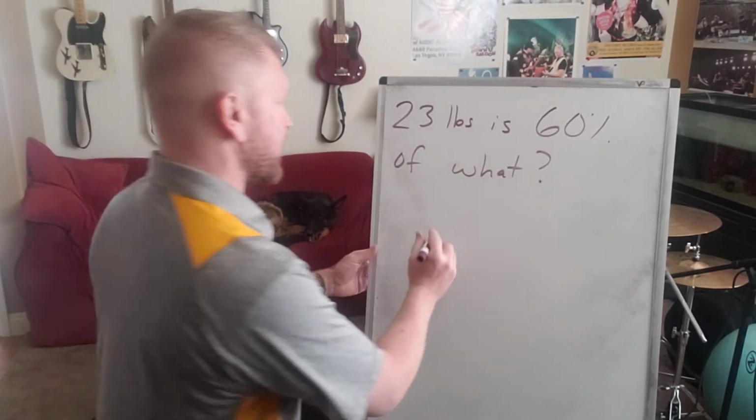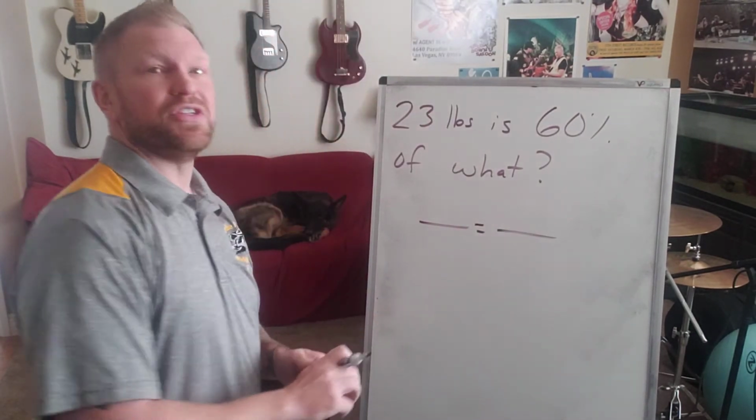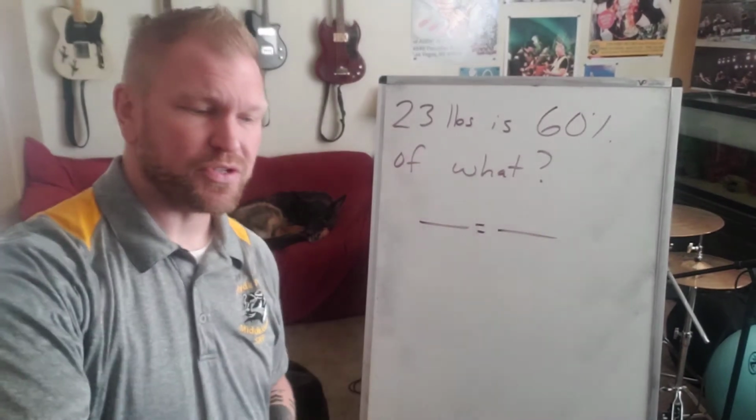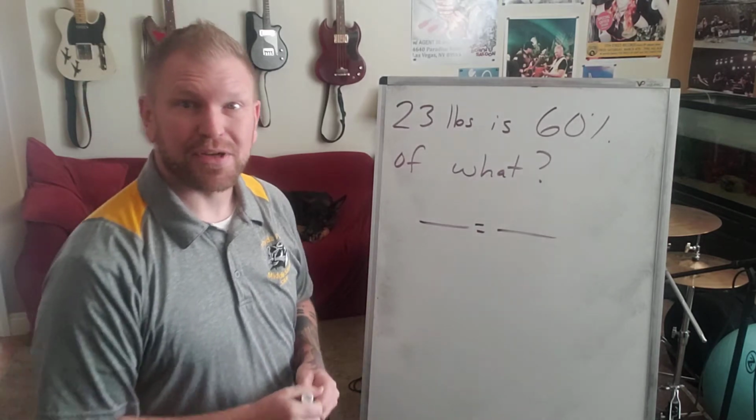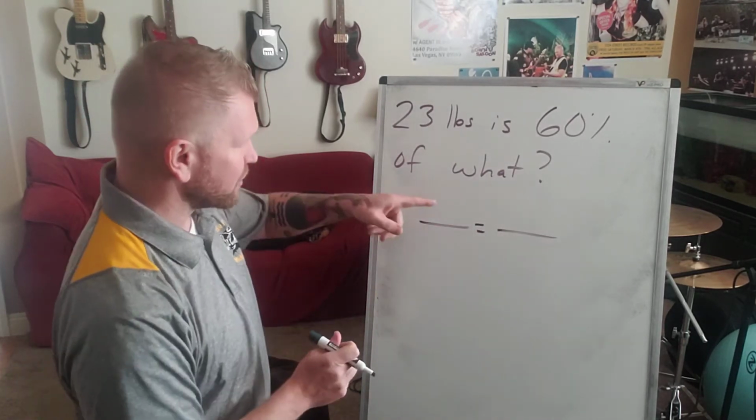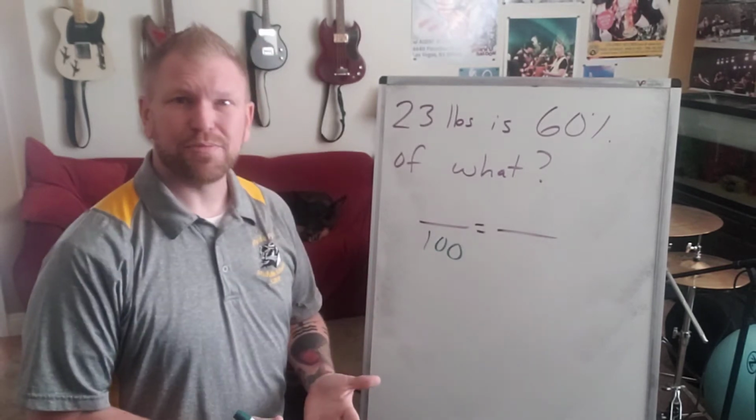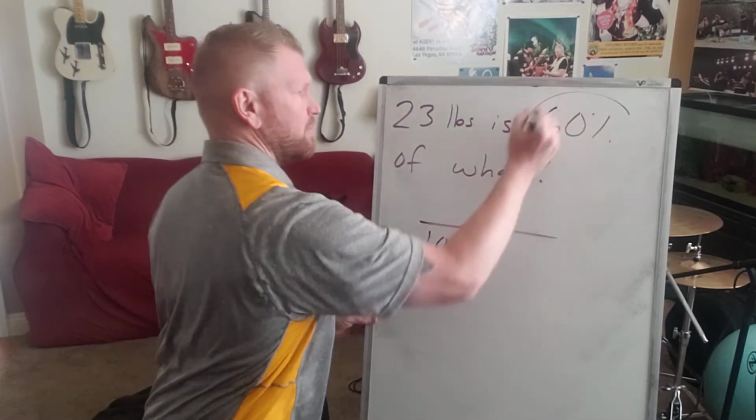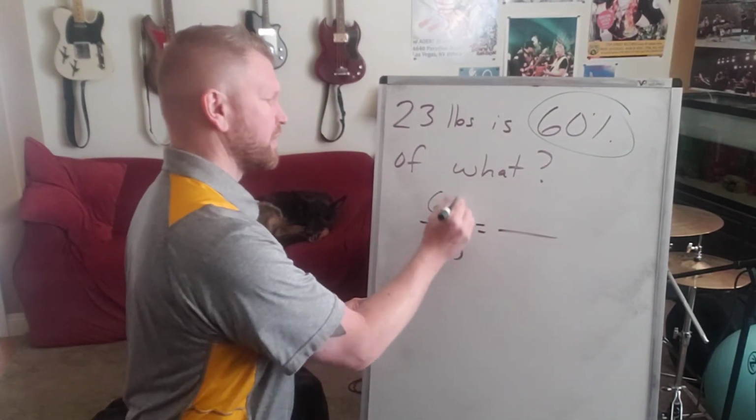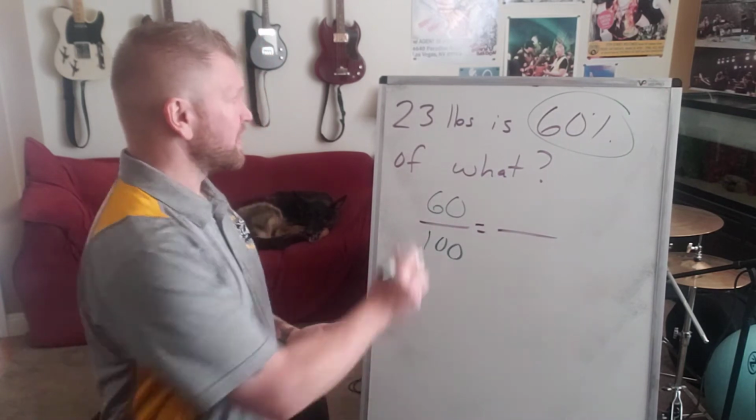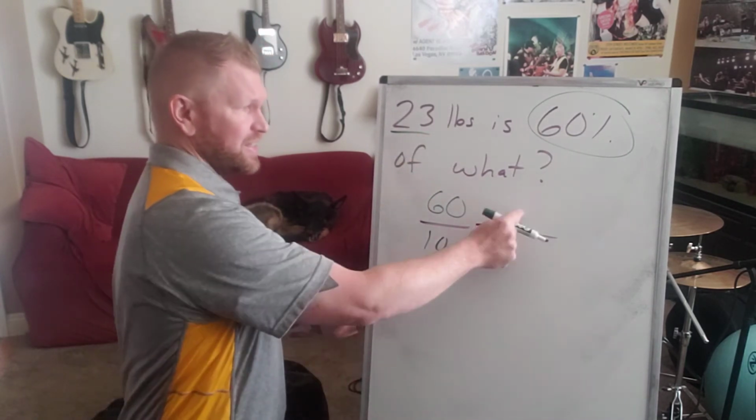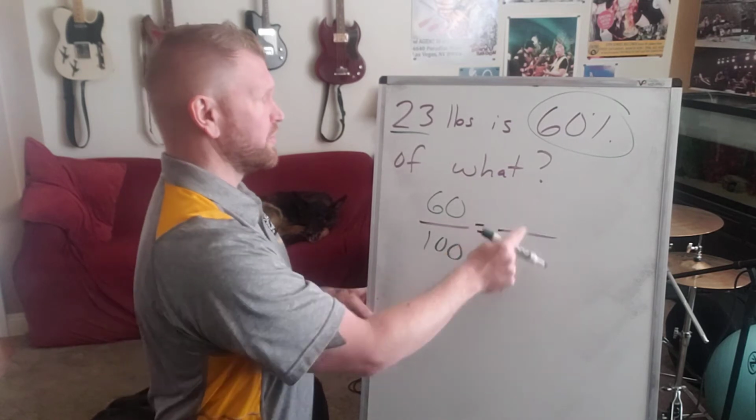But again, to solve any of these questions, you put percent over 100 equals is over of. Again, I always ask myself, do I know the percent? Because that always goes here, over 100. Do I know the percent in this problem? 60%, so put that there. Okay, and then they give me another number. They give me this 23. Is that the is or the of? Because remember, it goes is over of.